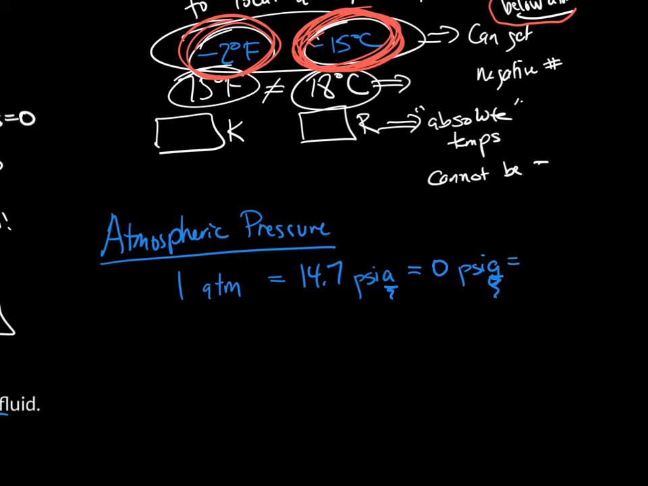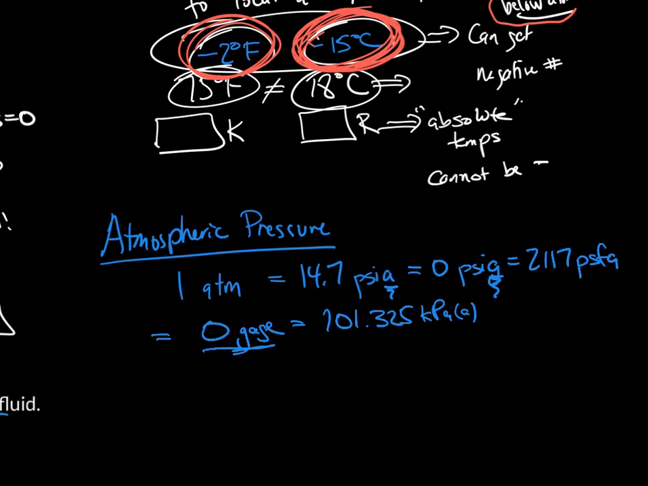It could also be 2117 psfa, 2117 pounds per square foot absolute. It basically equals 0 gauge of any gauge. It's 101.325 kPa. Now, without even saying anything, you should know that this is absolute, because it's going to have to be 0 gauge for anything. Fundamentally, I've now said that twice, really.